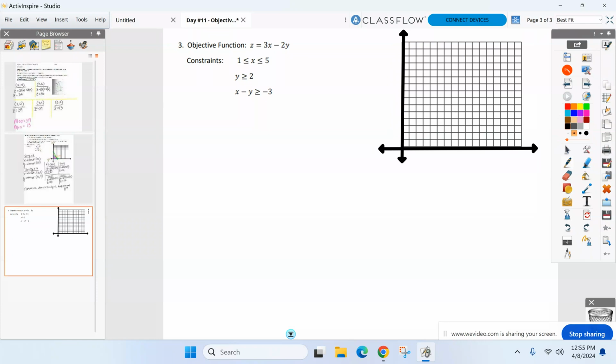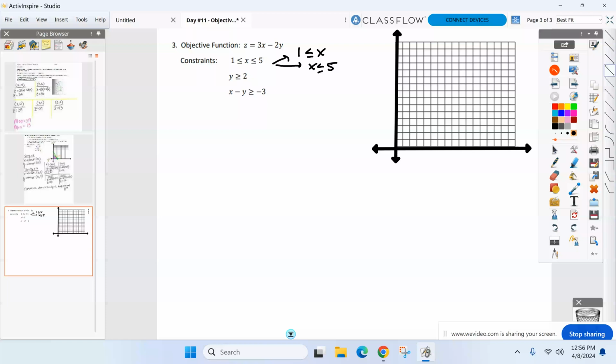First one. You can't type this into the calculator. You either remember what this looks like because it's x only, or you break it up and type each into the calculator. 1 is less than x, x is less than or equal to 5, but I think you guys are good enough. What type of lines are those going to be? X only. Vertical lines going through 1 and 5, correct. But if you forget, just type them in separately.